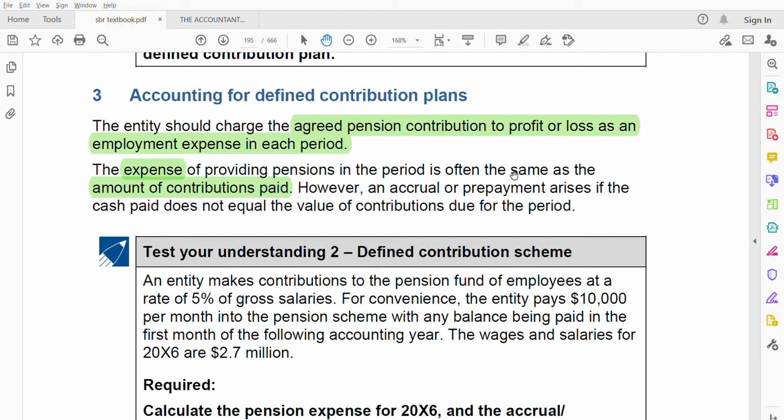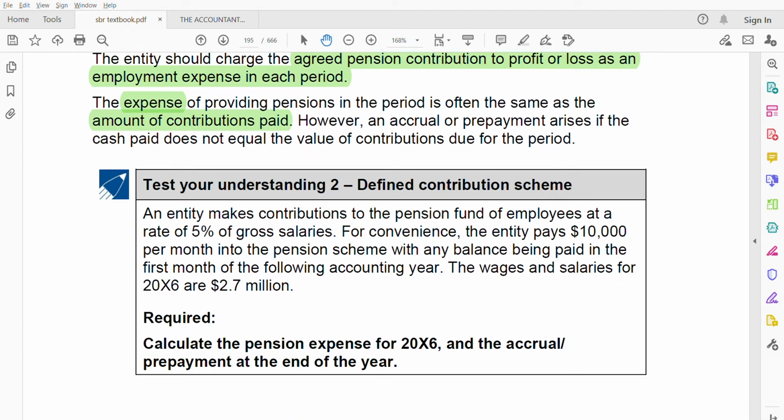It's often the same as the amount of the contribution paid, most of the time. Whatever the expense relating to providing that pension in the period. However, an accrual or prepayment arises if the cash paid does not equal the value of the contributions due for the period. Right? Sometimes you may pay late, sometimes you may pay before. So at that time, whatever cash you have paid might not equal the value of the contribution. So test your understanding 2 is for defined contribution scheme.